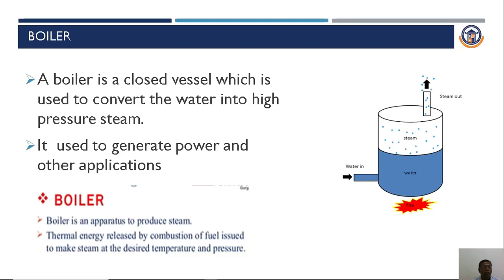So, a boiler is an apparatus to produce steam. The ultimate aim is to produce steam from the thermal energy released by the combustion of fuel, to make steam at the desired temperature and pressure. Generally, we use coal as a fuel for the boiler. It releases energy during burning. The heat energy in the fuel is converted into steam, and the steam is used for other applications.